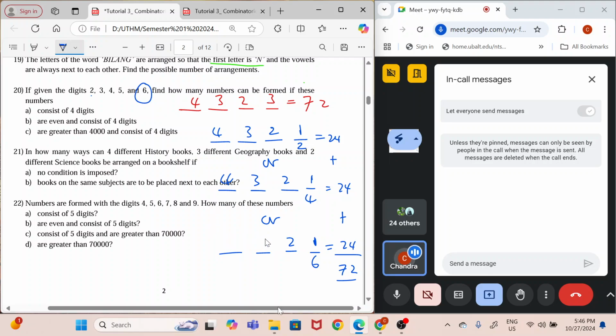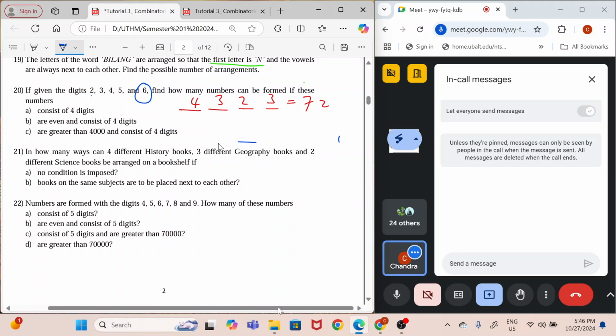Now C, 20C. C, 4 digits, greater than 4000. Greater than 4000 means you choose 1, 2, 3. Any number greater than 4000 means the first number must be greater than or equal to 4. So 1, 2, 3, any one of the three numbers goes inside here.